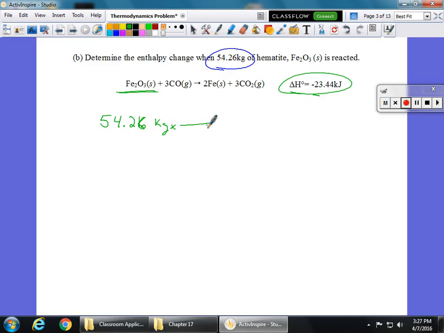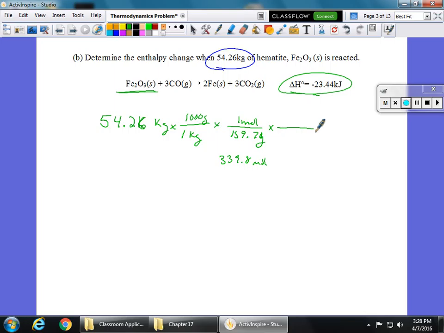So we're going to have to convert these kilograms into grams. We're going to have to take those grams and convert to moles. So what was our molar mass? 159.7 grams in every 1 mole. Now you could stop there and calculate the number of moles. I think it's 339.8. You could stop. That's your moles of iron oxide in the problem. And then multiply that by the delta H.